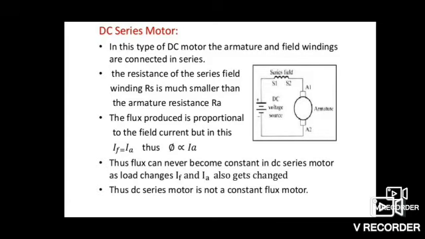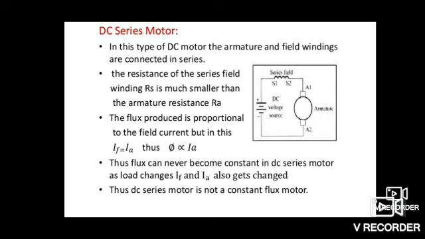The flux produced is proportional to the field current, but in this case IF equals IA. That is, the field current is proportional to IA. Thus flux is also proportional to IA. Thus flux can never become constant in a DC series motor.